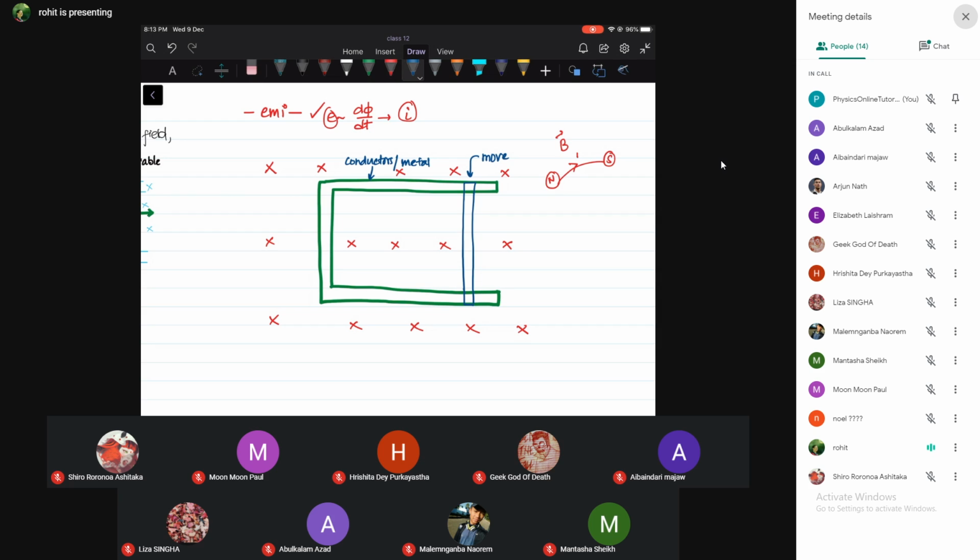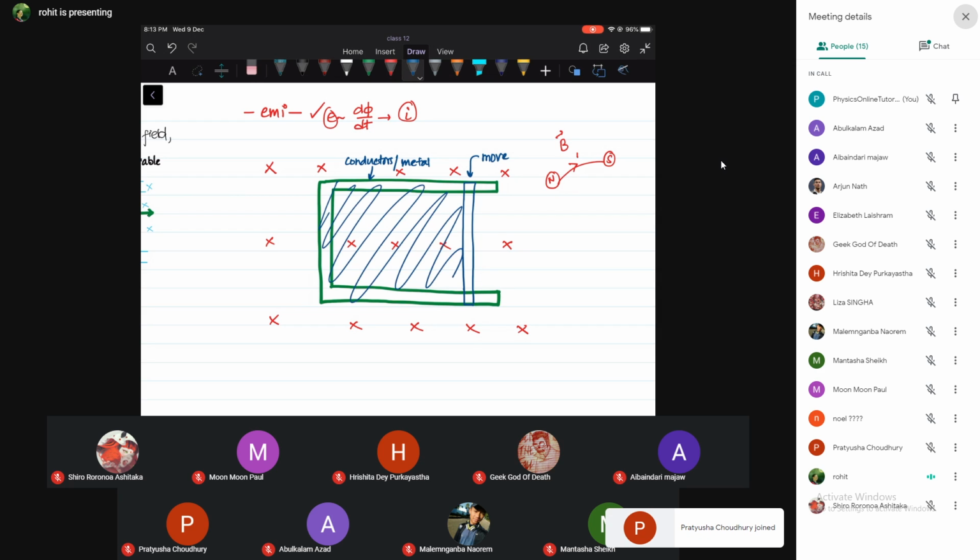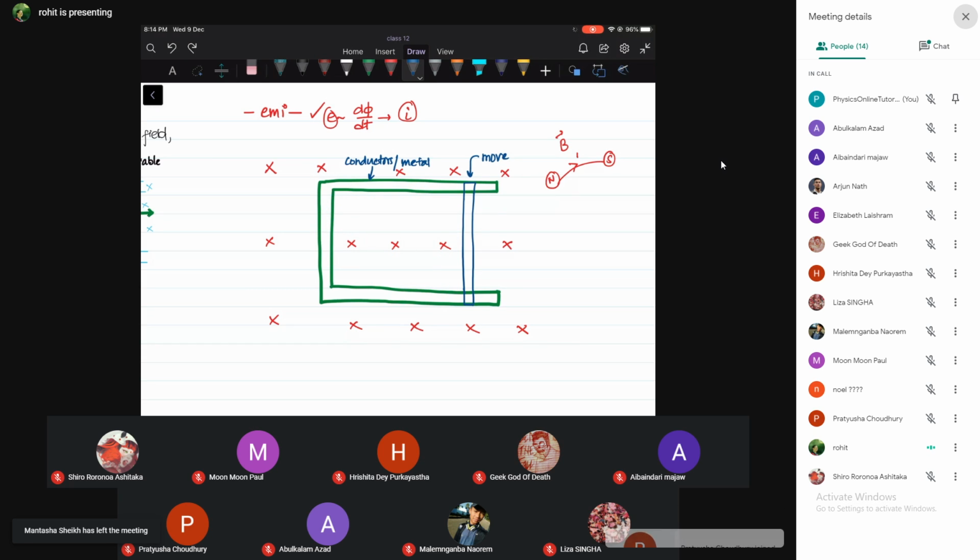Right now we have this rectangular frame, which is a wire. Check what is going to happen now. I'm going to take the blue wire towards the right. If I take this blue wire towards the right, the blue wire will not be there anymore. The blue wire will be somewhere here.